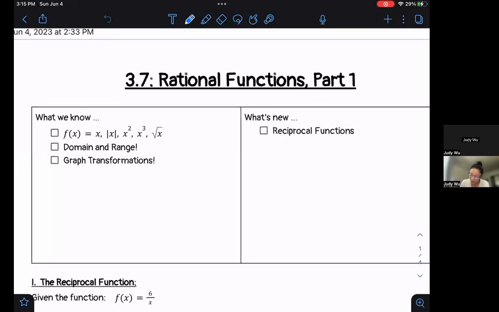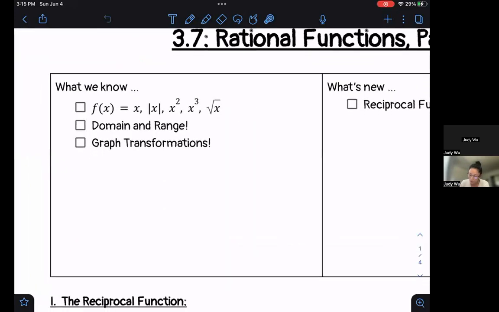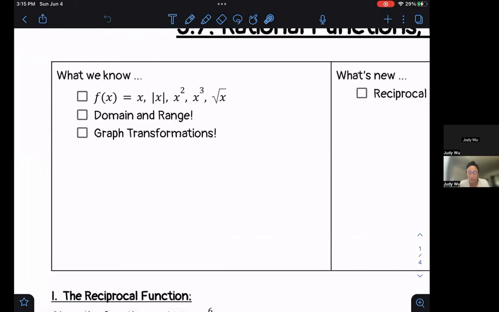Now, in 3.7, we're actually splitting this whole section into two separate parts. And then within each part, we'll have a few videos, okay? So this part should have two videos, and the next part will have a few videos as well, okay? But I wanted to start off today, like we normally do, with what we know and what's new.